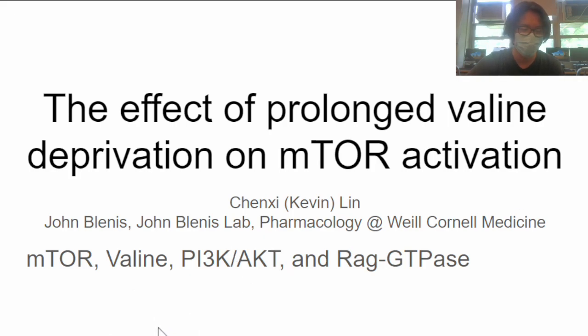And the third keyword is PI3K/AKT, which is a pathway involved in cell growth and proliferation and is activated by growth factors like insulin. And the final keyword is RAG-GTPase, which is a regulator on the lysosome involved in cell growth and is activated by amino acids.